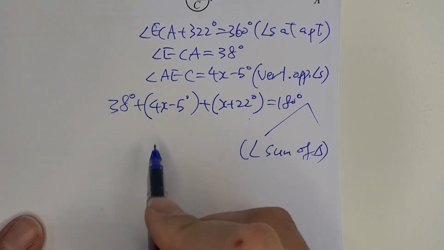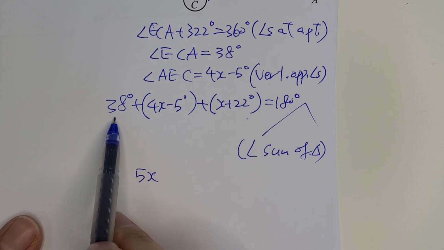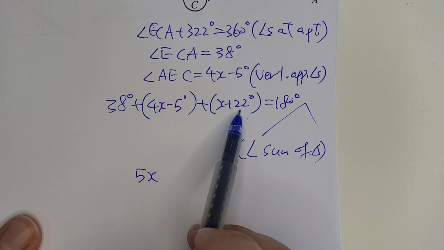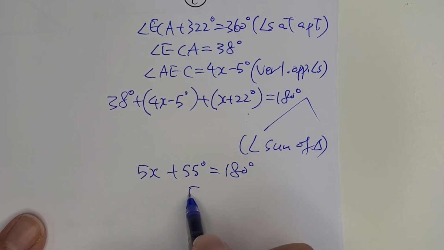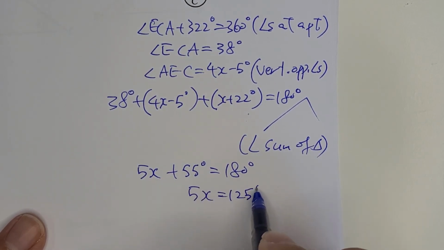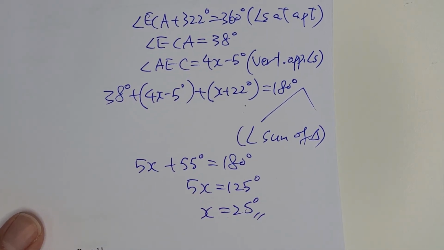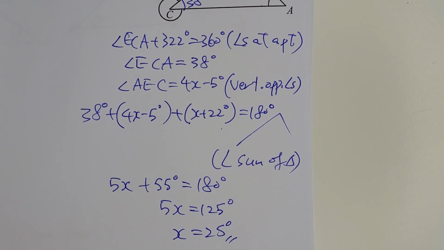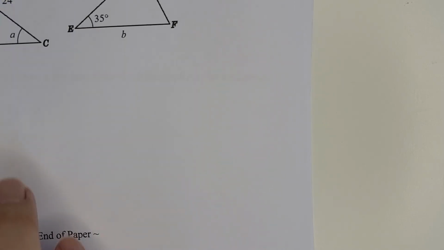So solve this equation now. 4x plus 1x, 5x. 38 degrees minus 5 degrees, 33 degrees, plus 22 degrees, that's plus 55 degrees, equals 180 degrees. So 5x equals 125 degrees, and finally x equals 25 degrees. That you can get. And if you have no problem, then move to the next question, number 16.